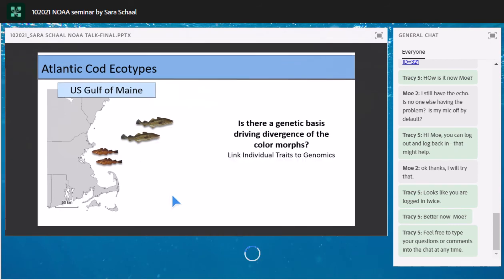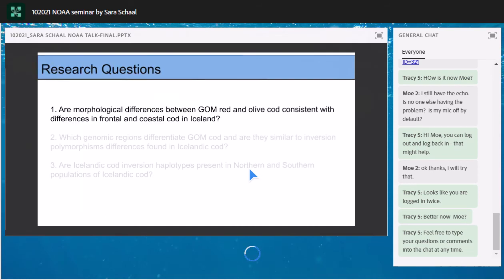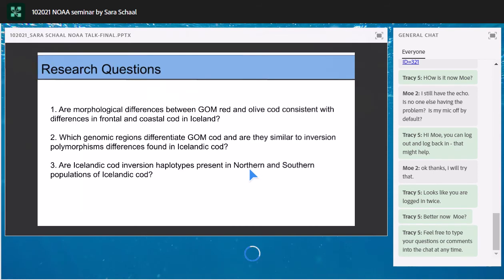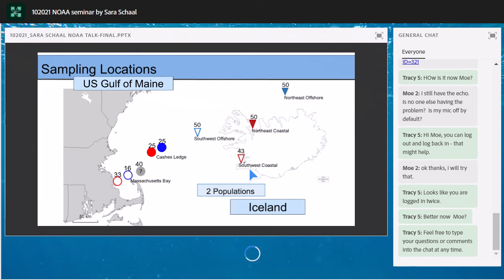So we wanted to look, is there a genetic basis driving the color morphs, and can we link this to the traits of interest? So they're morphological traits. And so I already went through this, so I'm just going to speed up ahead a little bit in the interest of time. And so this was our sampling regime.